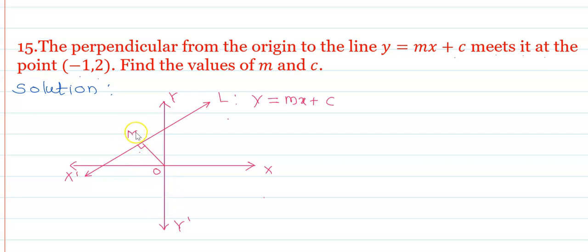OM is the perpendicular whose coordinate is minus 1, 2. Okay. Now we'll find out the slope of this line OM, and the slope of the line y equals mx plus c is the minus reciprocal of it. And also the point minus 1, 2 lies on this line. It satisfies the equation of the line. First, we will find out the slope of OM.